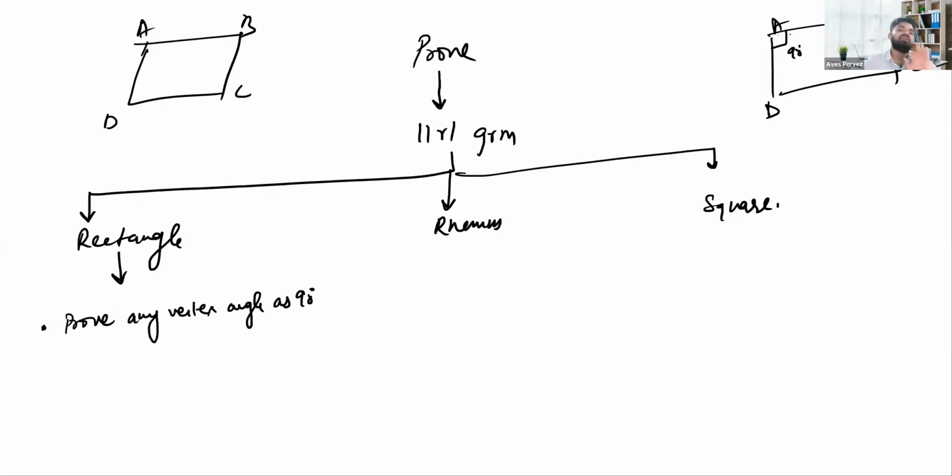So you can simply write that if in a parallelogram any one vertex angle is 90 degrees, then it is a rectangle. It may be given or you may need to prove it. The second thing is, don't prove 90 degrees, prove diagonals are equal. If you have proved diagonals are equal, then it will automatically become a rectangle. In a parallelogram, if the diagonals are equal, then it is a rectangle. So these are the conditions to prove a parallelogram is a rectangle.